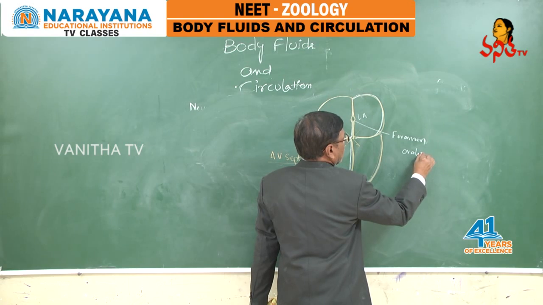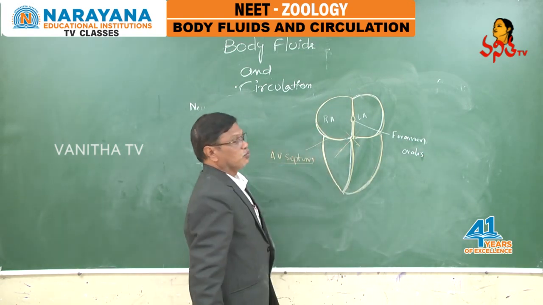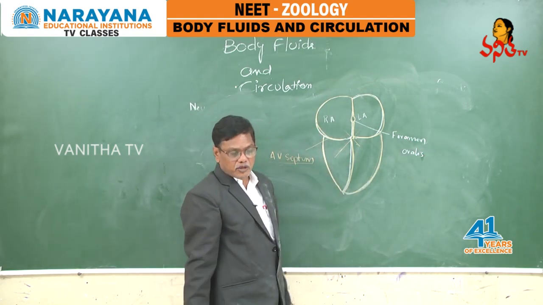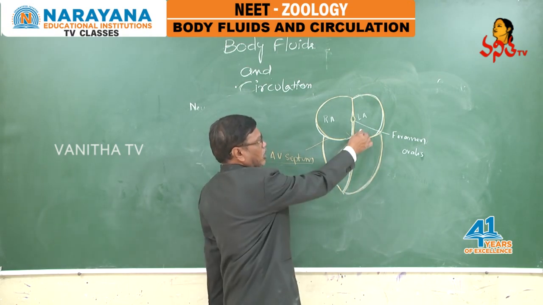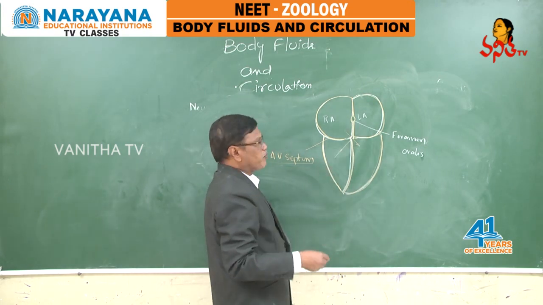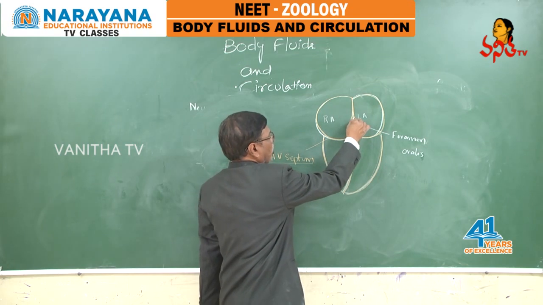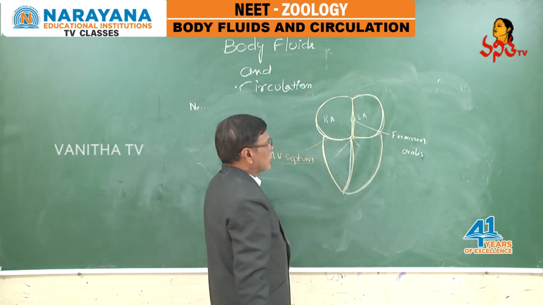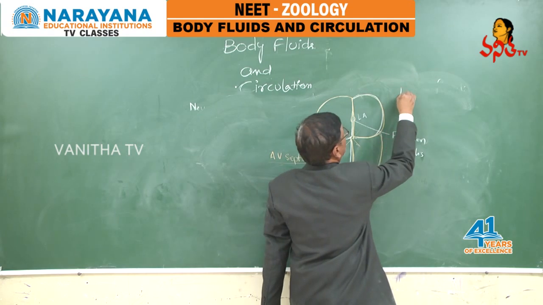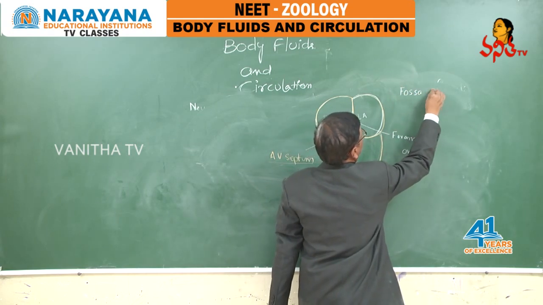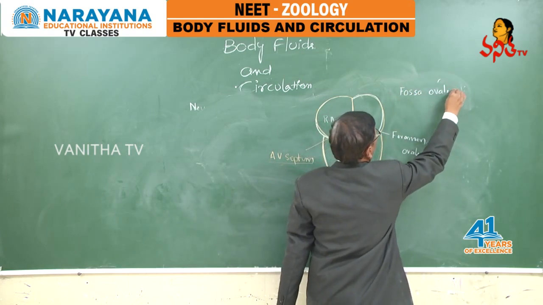Once the lungs become functional, once the blood starts flowing into the auricles, left auricle particularly, because of pressure, this foramen ovale closes and appears as fossa ovalis. Appears as what? Fossa ovalis.